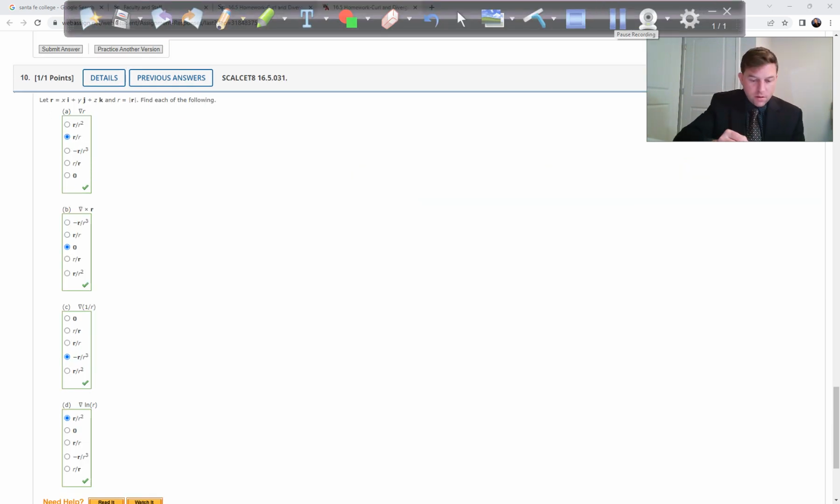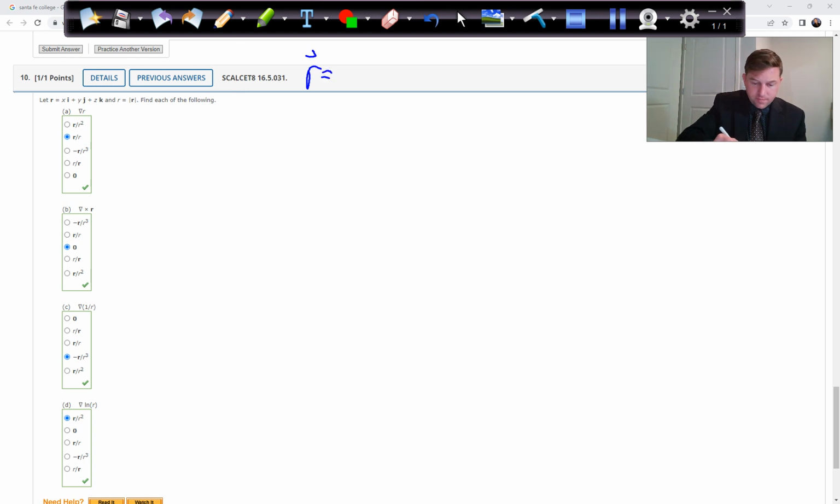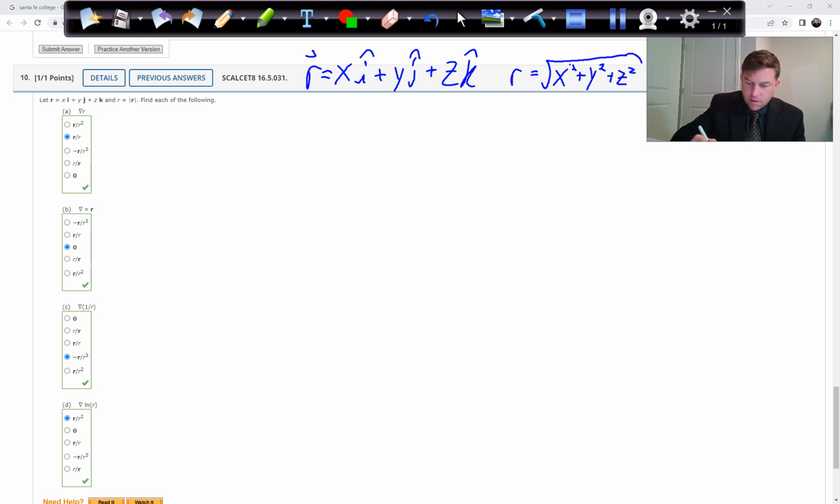Okay, last problem. We have a vector r is just xi plus yj plus zk, and r, so no bold, it's not bolded, is the magnitude of r. So let's write this a little bigger: xi plus yj plus zk. Now, r, unbolded, is going to equal the magnitude of r, which would be the square root of the sum of these things squared. So it's the square root of x squared plus y squared plus z squared. And we're going to hold on to that.